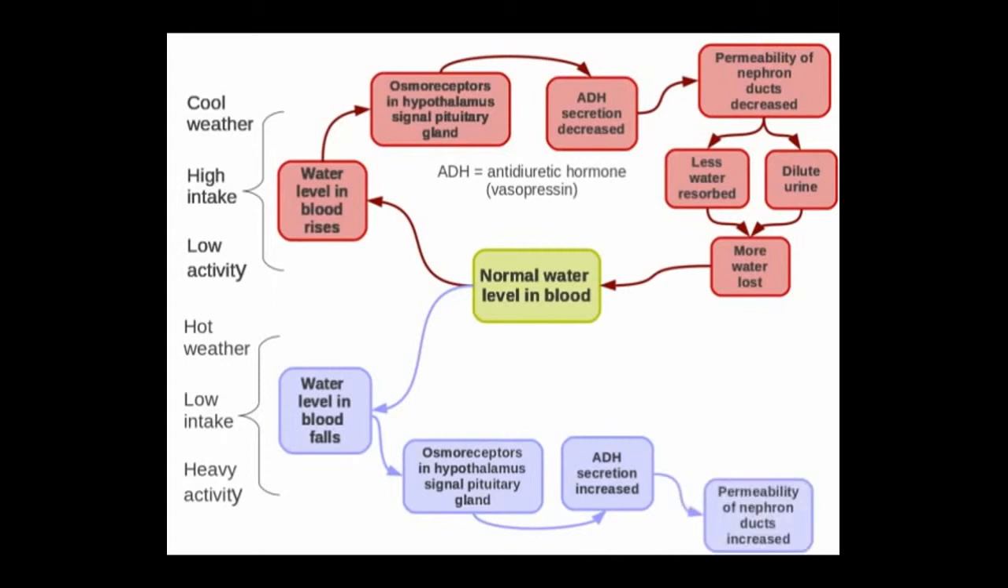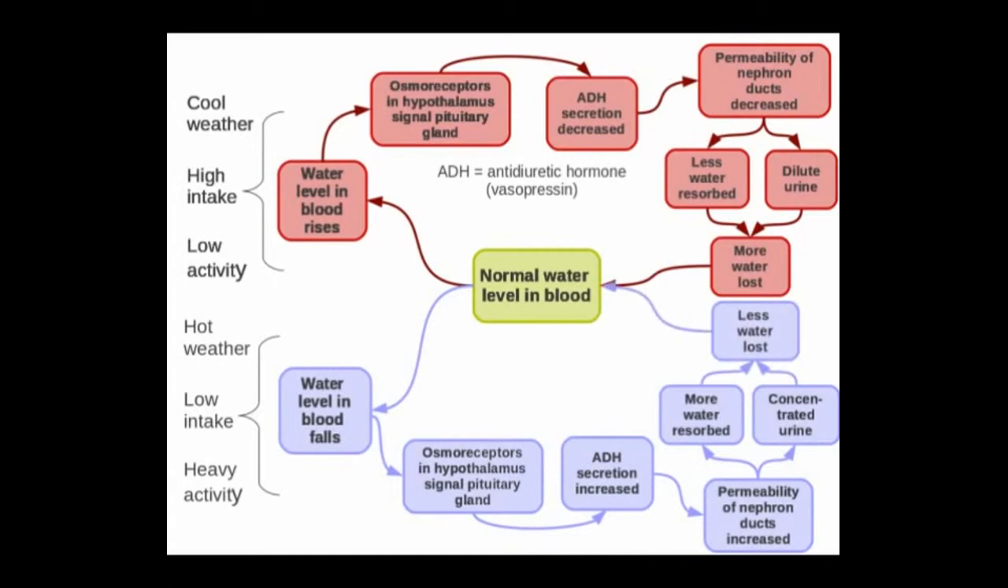What this does is it causes the permeability of the nephron ducts to be increased. Now with the increased permeability, more water is reabsorbed, and therefore less water is lost and taken out in the collecting ducts and carried down to the ureter and then onto the bladder. So we have a more concentrated urine, and because less water is lost, we're able to restore the normal water level in the blood. Now all of this happens due to the way in which negative feedback through the secretion of hormones influences how the nephron interacts with the surrounding tissues and blood vessels.